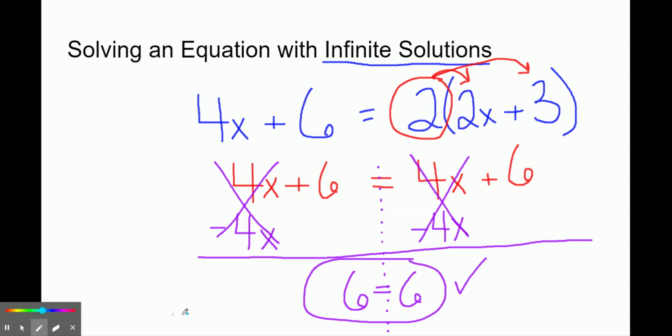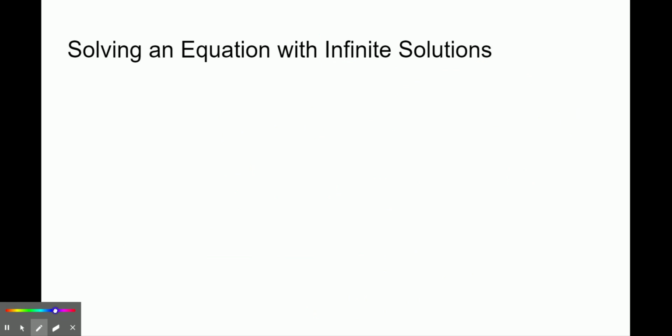And what this tells us when we come to a statement like this is that any value that we plug in for x is going to give us an answer to this equation, which is why we have infinite solutions for this equation. So any value for x would work as an answer for this equation. So real quick, I'm going to go back and resolve this out a different way.